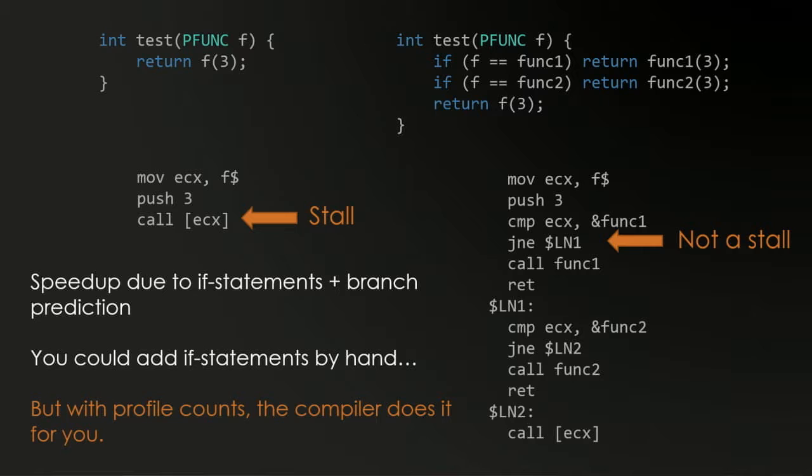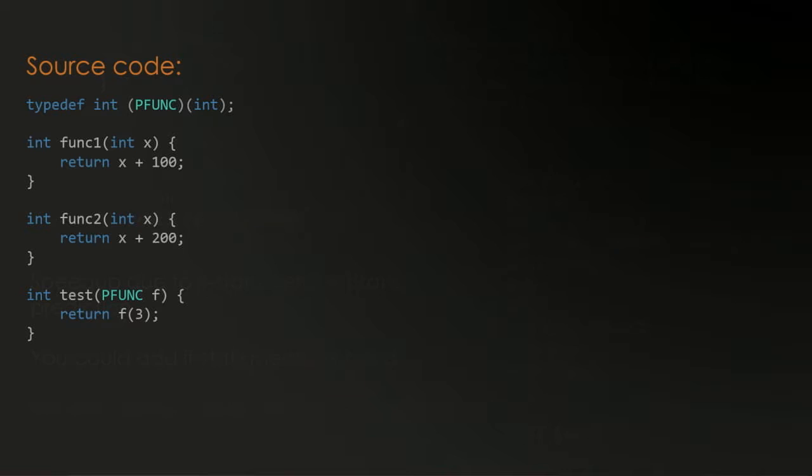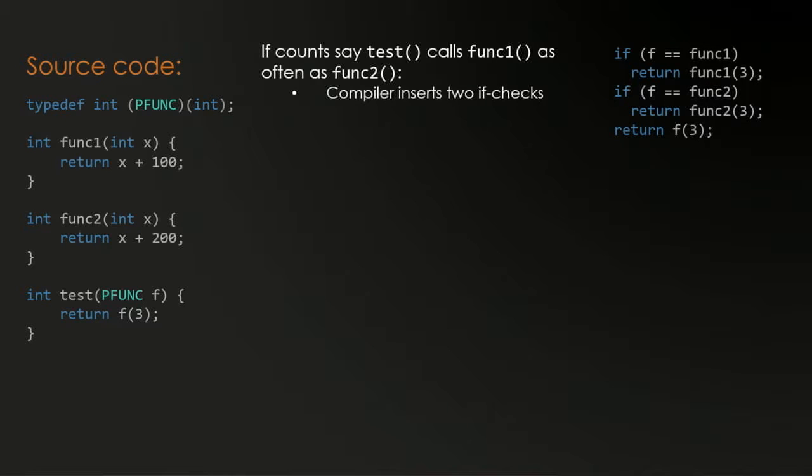But let's just say we have this profile data around, and the compiler is actually able to know things about your program. So I've got the same original source code that generates the really bad assembly on the left. What if the profile counts say that when we're executing test, we're calling func1 about as often as we're calling func2? The compiler will insert those checks for you, the same checks that we put in. If f is equal to func1, call func1 directly. If f is func2, and so on.